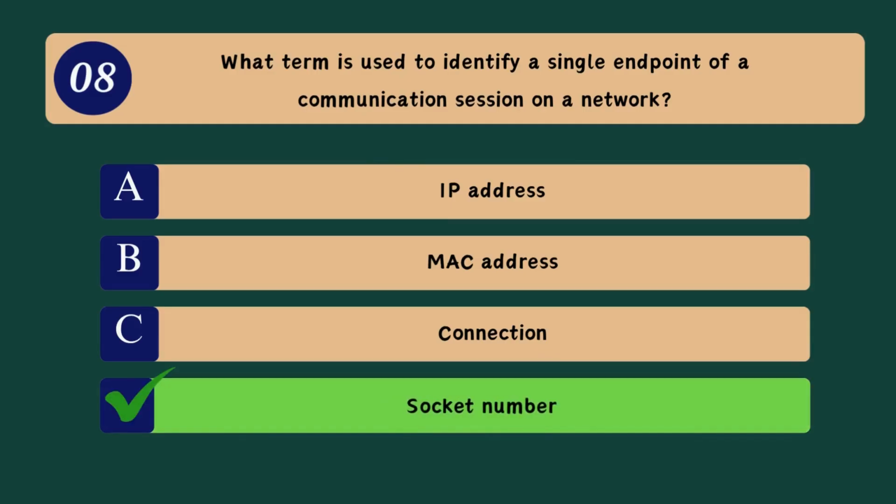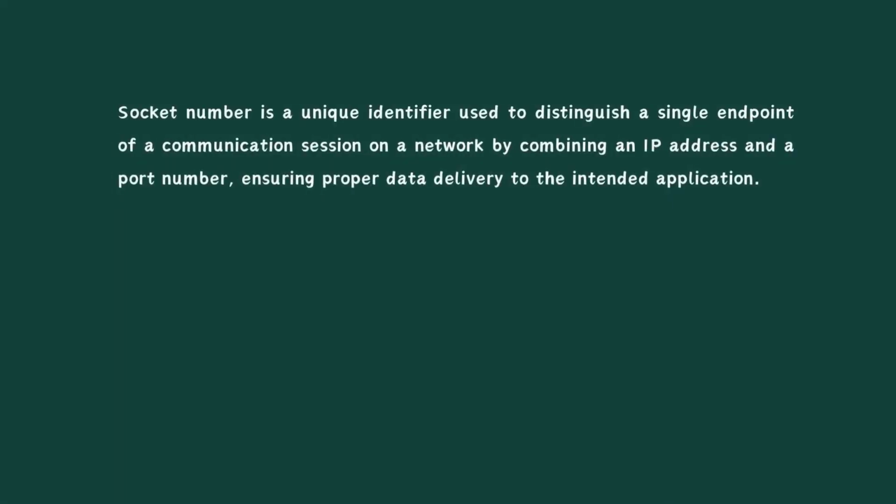Correct answer: D. Socket number. Socket number is a unique identifier used to distinguish a single endpoint of a communication session on a network by combining an IP address and a port number, ensuring proper data delivery to the intended application.